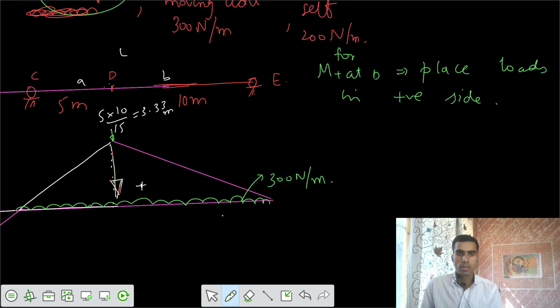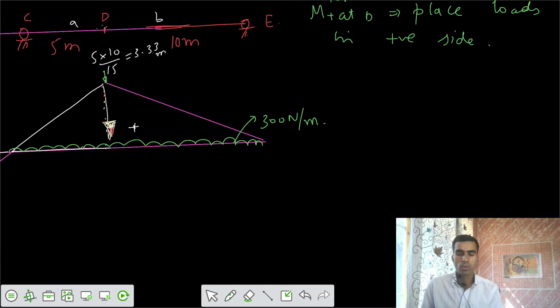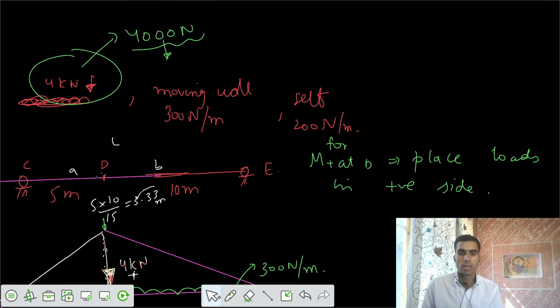If I place that load here, that load of 4000 Newton, 4 kilonewton, acting at this ordinate, the maximum ordinate of 3.33. But one thing is we are missing something. We are missing the self weight itself.